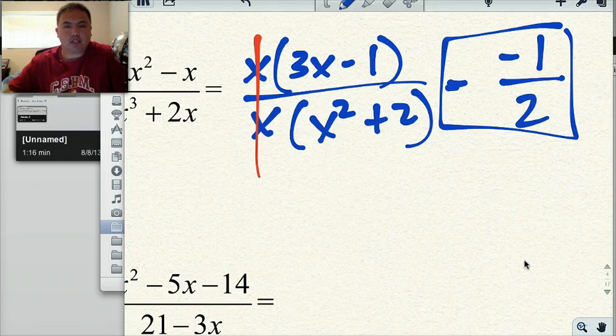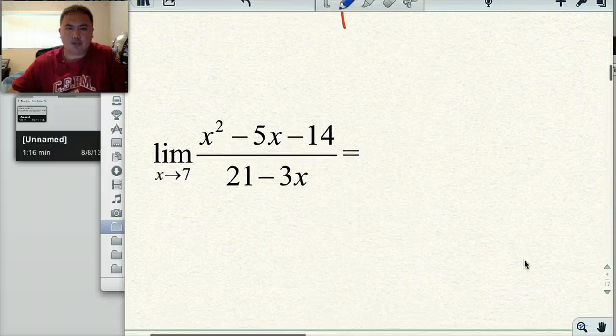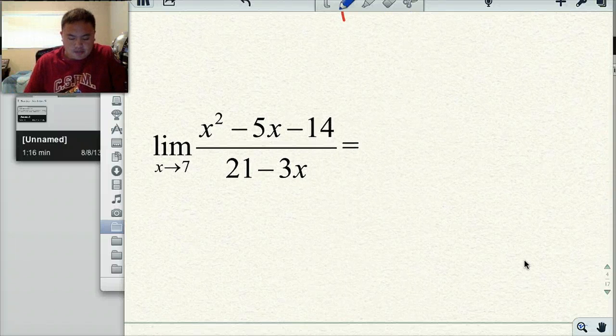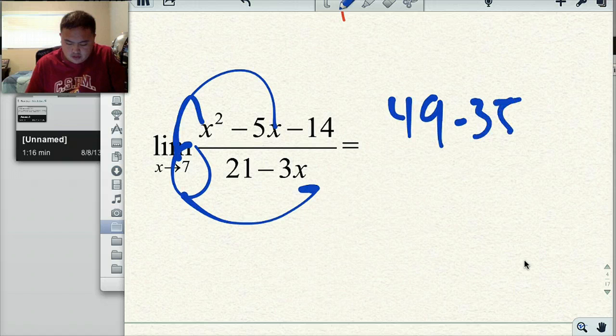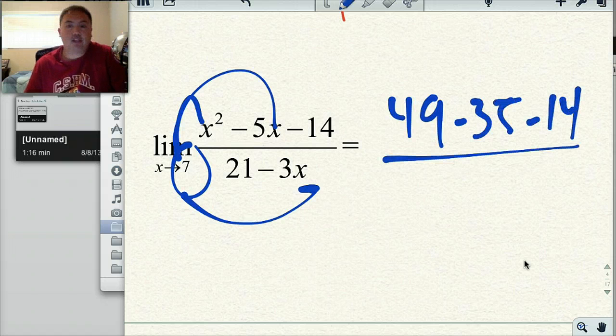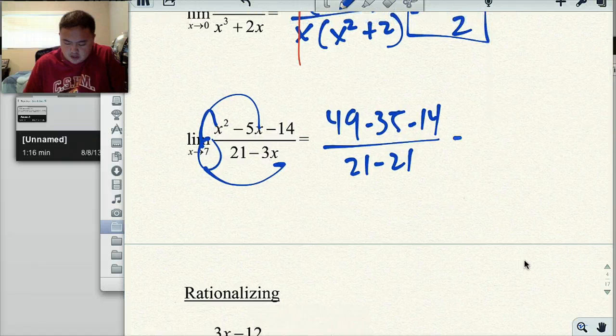So for sake of time, I'm going to skip over this bottom one. Actually, no, let's do this bottom one because that's a special case as well. Let's try plugging in 7. So 7 goes everywhere there's an x, so 7 goes here, here, and here. I get 49 minus 35 minus 14, which, to give you a heads up, equals 0. If I plug 7 into the bottom, I'm going to get 21 minus 21. So yes, spoiler alert, it's 0 over 0.